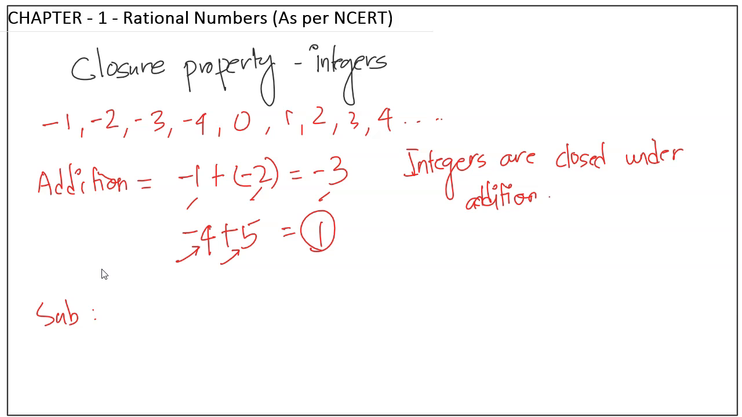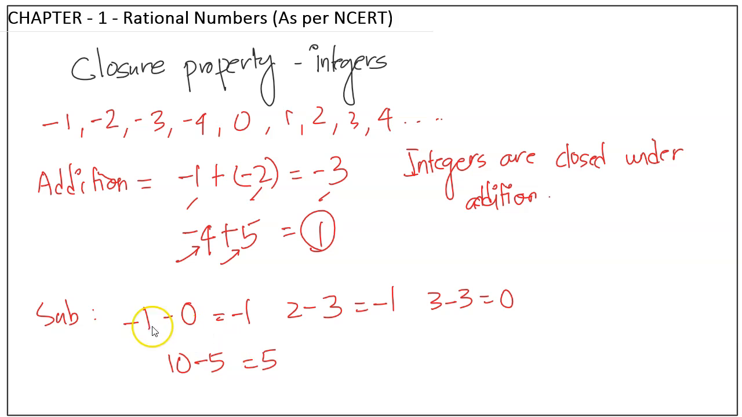Now if we take the case of subtraction, whole numbers and natural numbers were not closed under subtraction, right? Let's see here what happens. I will subtract: -1 minus 0 becomes -1. 2 minus 3 becomes -1. 3 minus 3 becomes 0. 10 minus 5 becomes 5. Do you see this? You took integers, did a subtraction, and got another integer, because the negative numbers come under integers only, right?